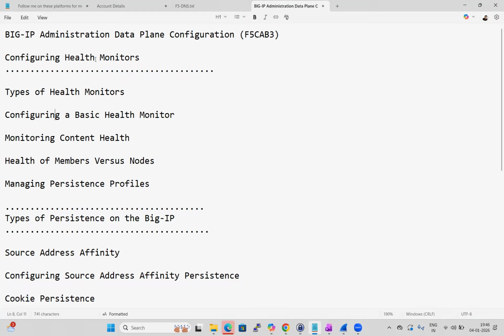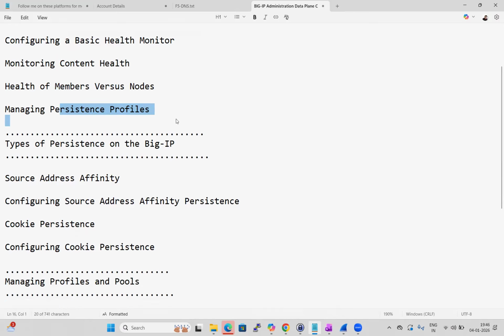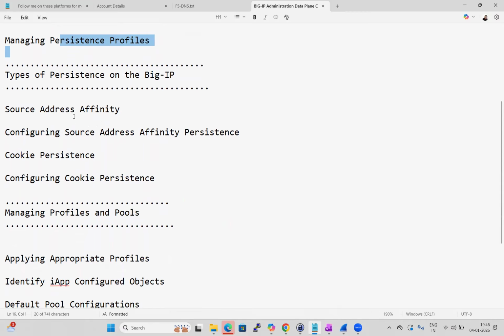We need to focus on configuring health monitors, which is very important. Inside that, we need to focus on the types of health monitors and configuring basic health monitors. Try to implement them in your lab, along with monitoring the health of members versus nodes. Managing persistence profiles is very important to understand, and then the types of persistence on the BIG-IP, like what source address affinity is, and how you can configure source address affinity persistence.